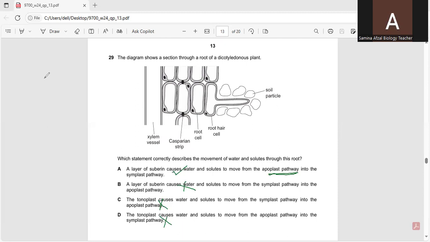The only correct statement is A. Due to the Casparian strip, what will happen? There will be a blockage of the water, so water will not move through the cell wall. Instead, it has to take the symplastic pathway and pass through the cytoplasm. So according to this, A is the correct option.